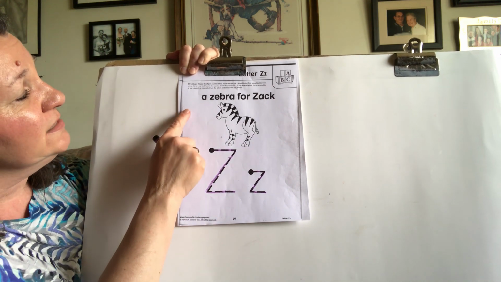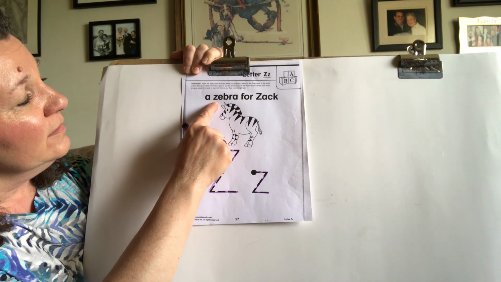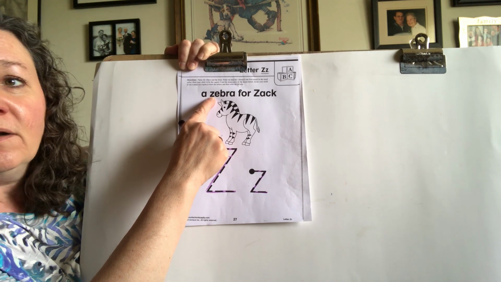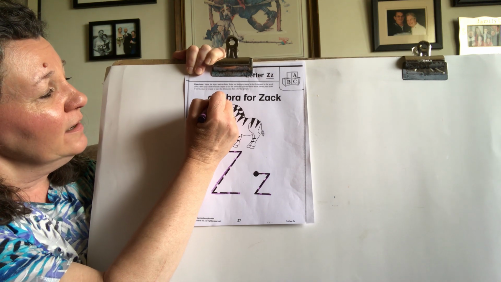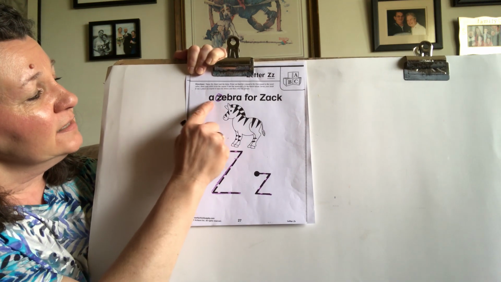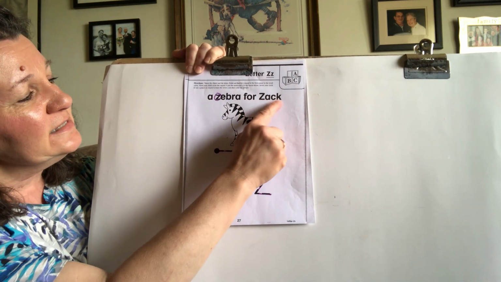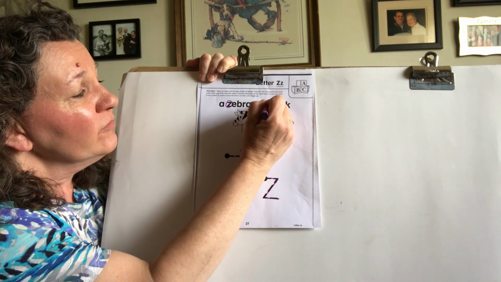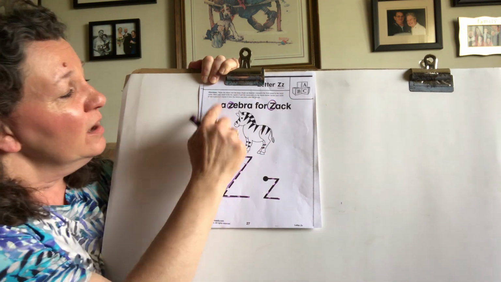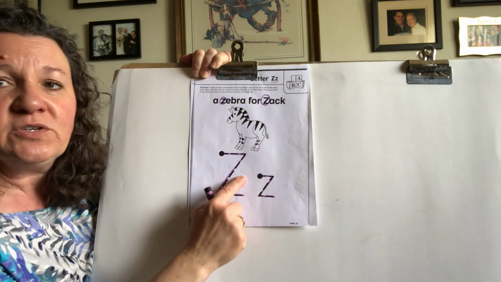All right, now let's see if we can find our Z's at the top of the page. Okay, let's look across. Do you see that there? All right, that's our lowercase Z, like this one. So let's circle that. Okay, a zebra for Zach. And you see our capital Z there? Okay, we always use a capital letter for the beginning of someone's name. A zebra for Zach. So here's our letter Z.